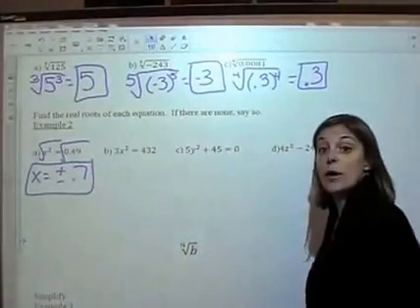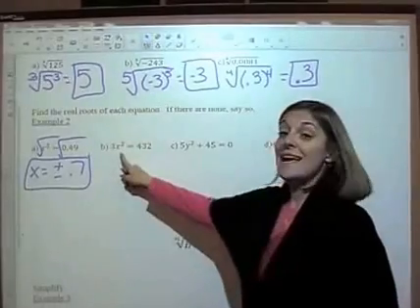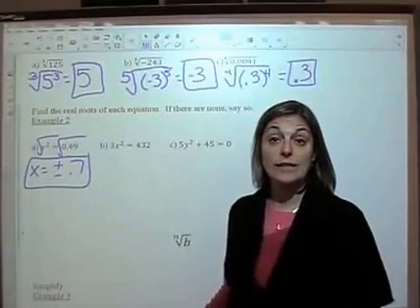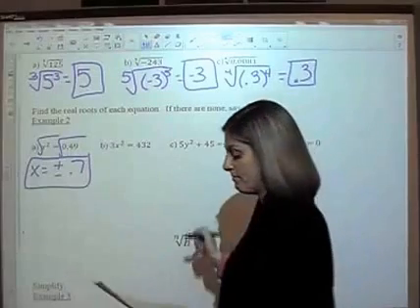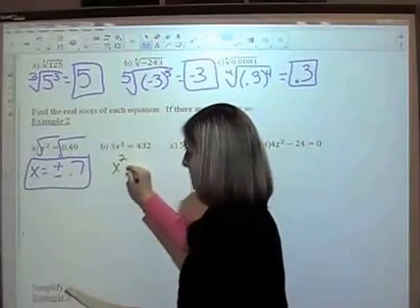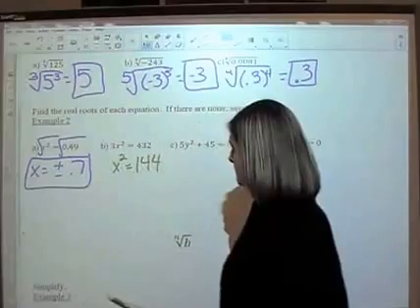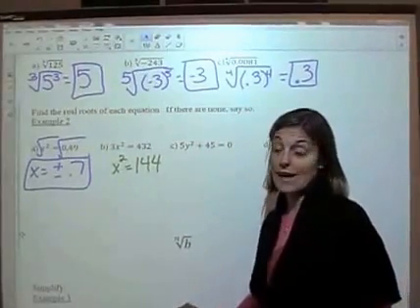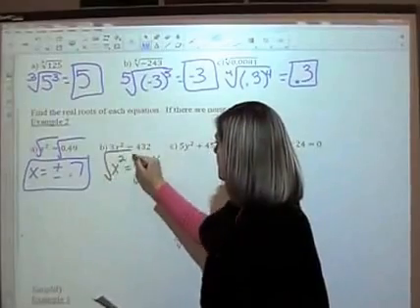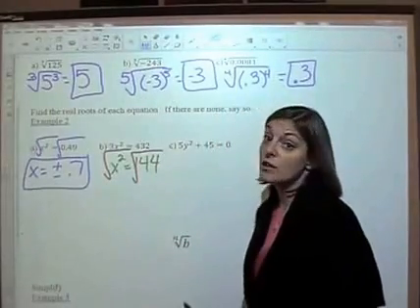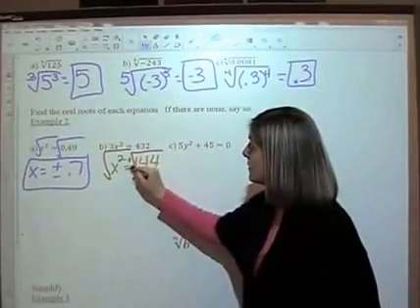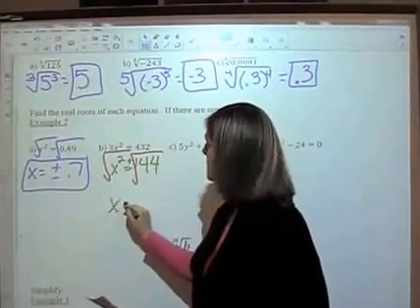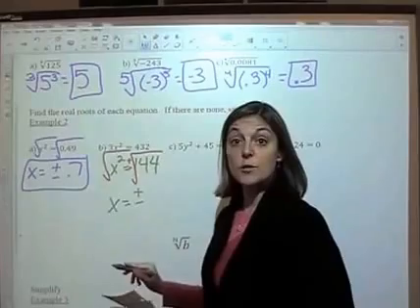All right, now let's take a look at part B. 3x squared equals 432. Well, first we need to get the x squared by itself, so we're going to divide both sides by 3. Then our next step is to take the square root of both sides. Remember, whenever you do that, you need a plus or minus. So you end up with x equals plus or minus 12.